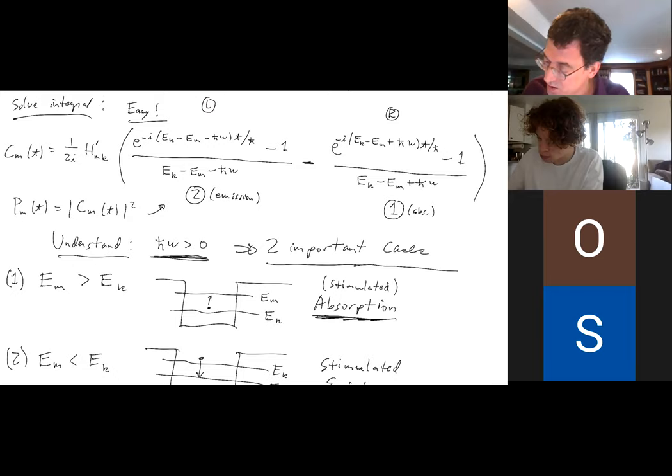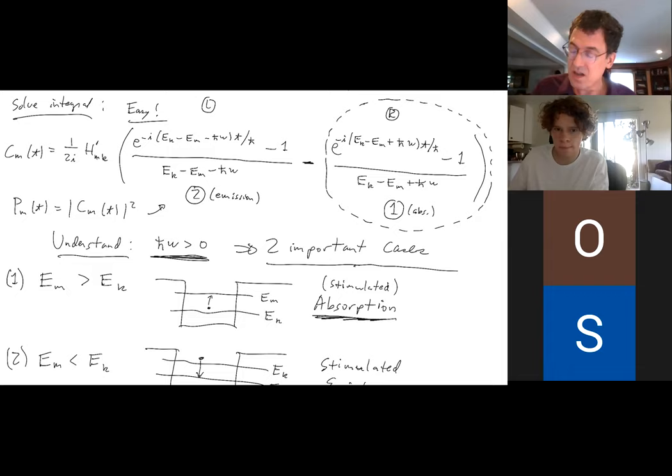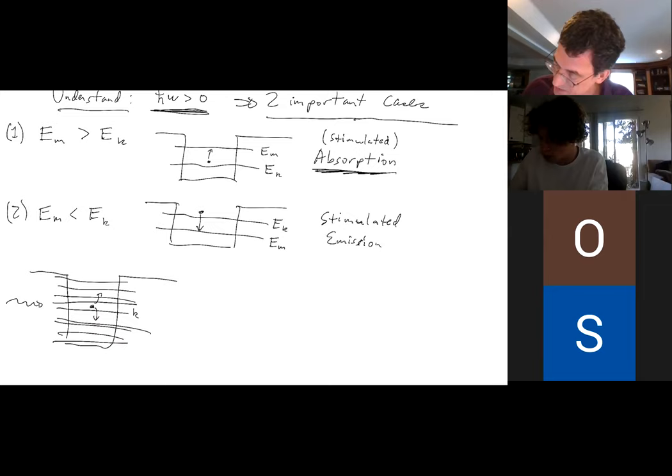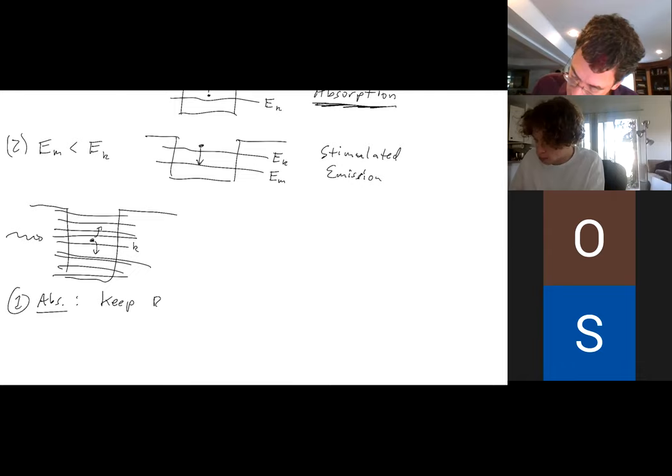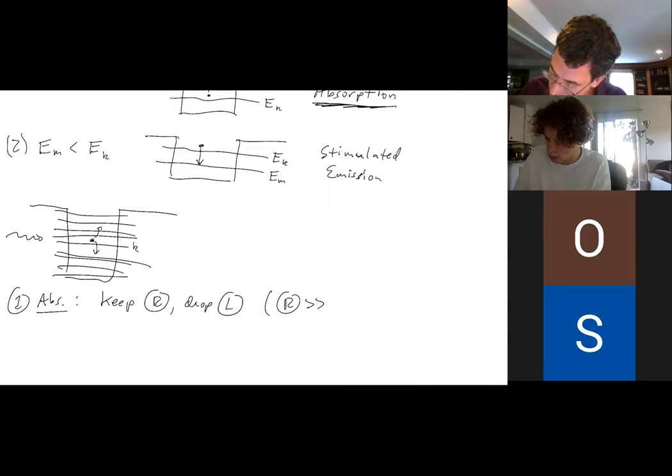So let's talk about absorption first, which means that we're only going to deal with the side that dominates for absorption. For absorption, we're going to keep this, so we're going to kill the other side. So let's consider absorption first. Then we're going to keep the right side of that equation, and we're going to drop the left side, because the right side is much bigger than the left side. That's why we can do that. So that's what we do for absorption.